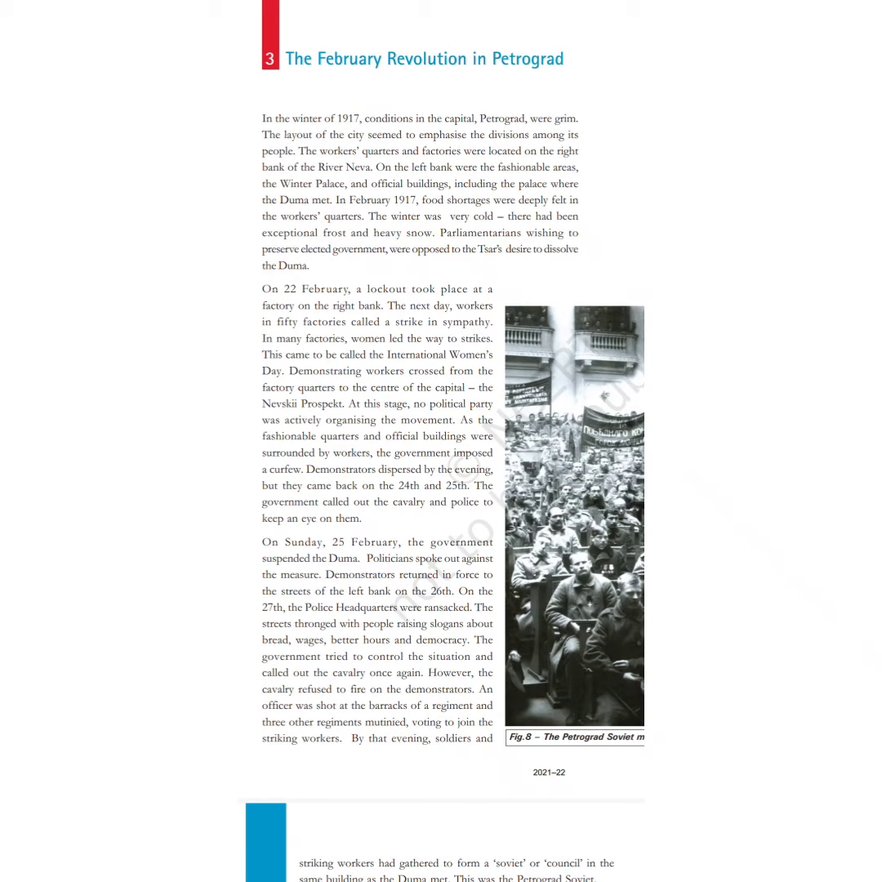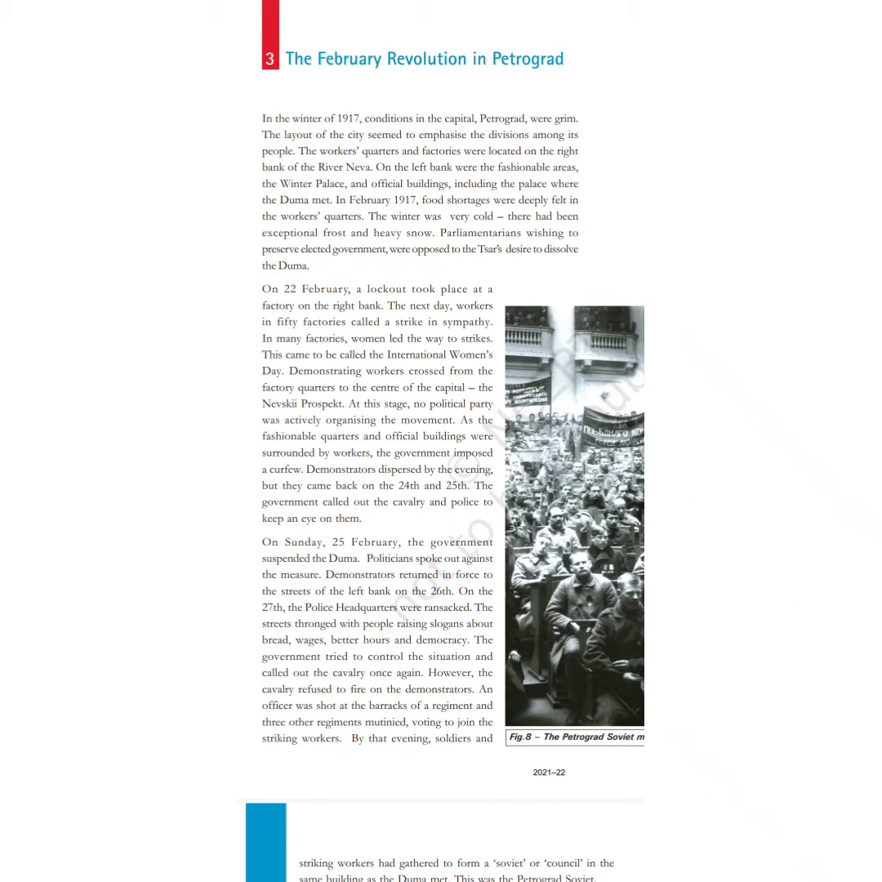So class, it was the time of the winters in the year 1917 when the condition of the capital Petrograd was really bad. Now, class, the city was divided into two parts. On the right hand side of the river lived the fashionable areas of rich people. There was Winter Palace and official buildings were also there. Furthermore, class, you can see palaces where the Duma used to meet. So on the right hand side, fashionable lifestyle was there.